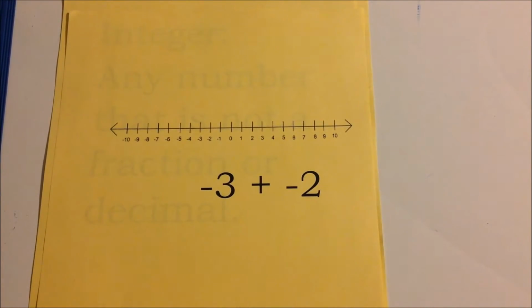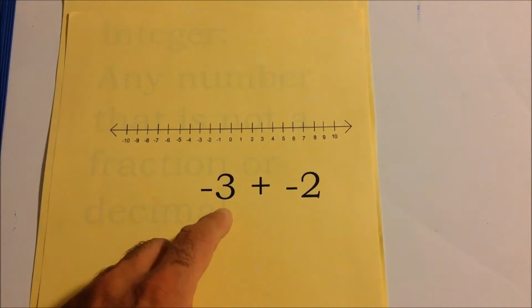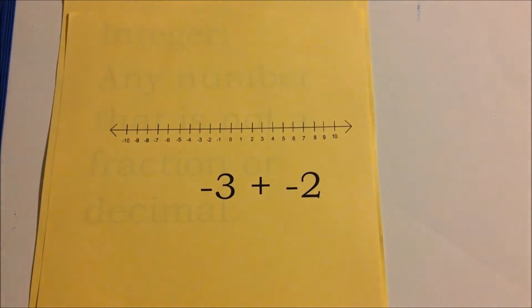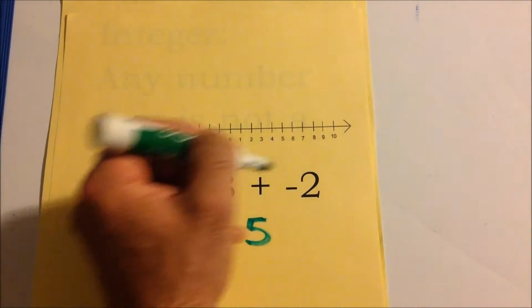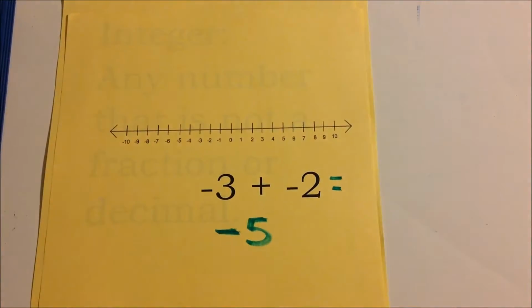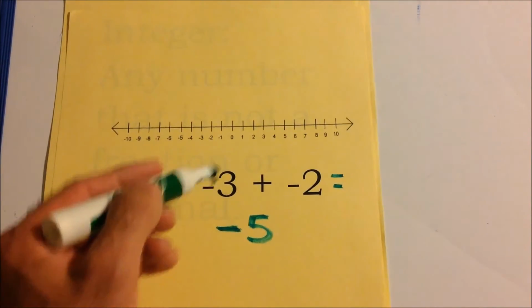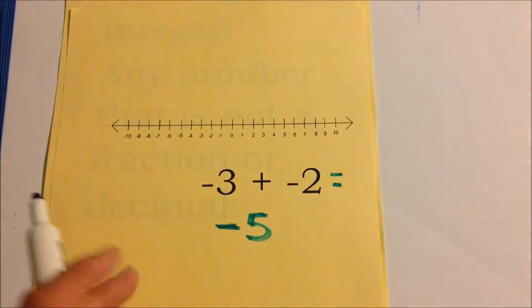A way we can look at adding integers is by thinking, when you think of a negative, think of owing money. So if you owe $3 to someone and you owe $2 to someone else, well, you owe $5, right? So it would be -5. So -3 plus -2 is -5. You owe money, you should still owe money.